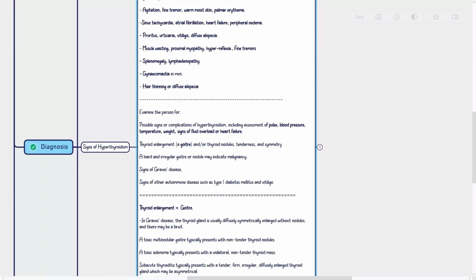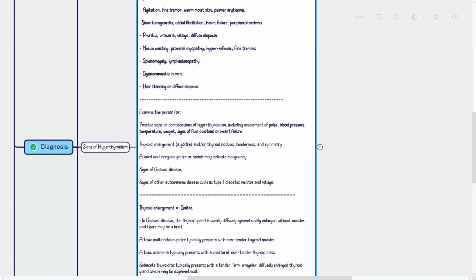of fluid overload or heart failure, thyroid enlargement, a goiter, and/or thyroid nodules, tenderness and symmetry. A hard and irregular goiter or nodule may indicate malignancy. Signs of Graves' disease. Signs of other autoimmune disease such as type 1 diabetes mellitus and vitiligo.